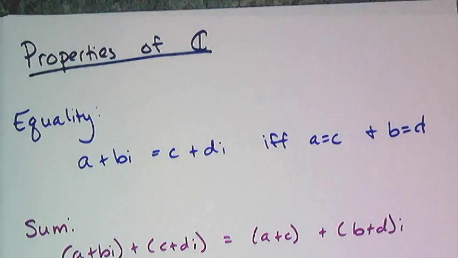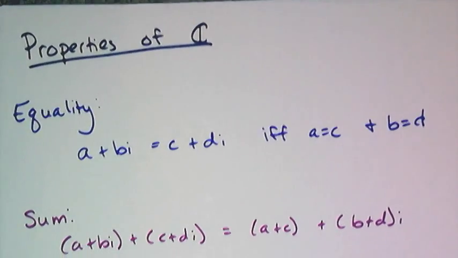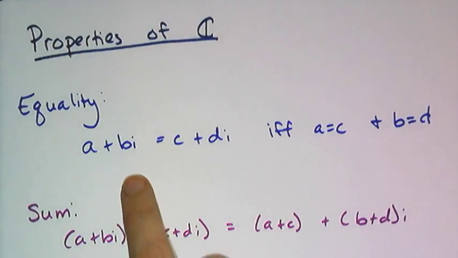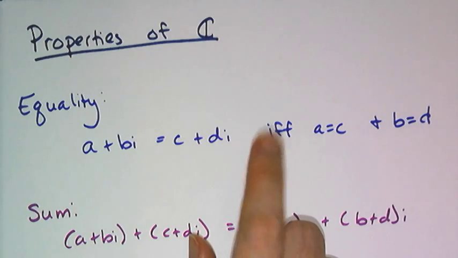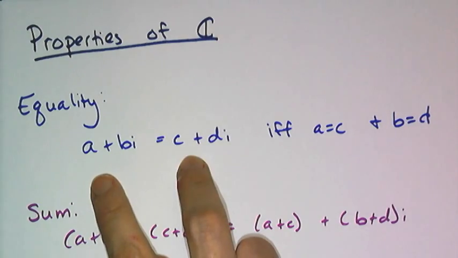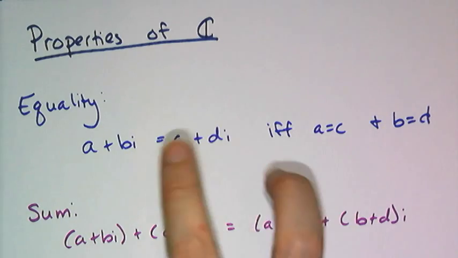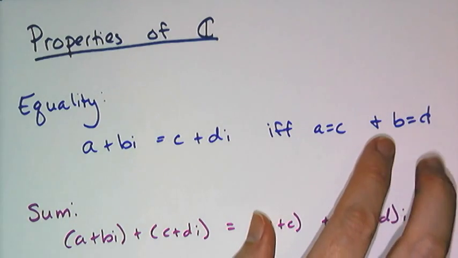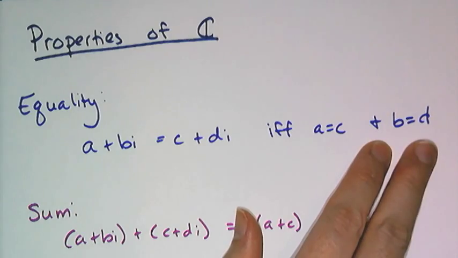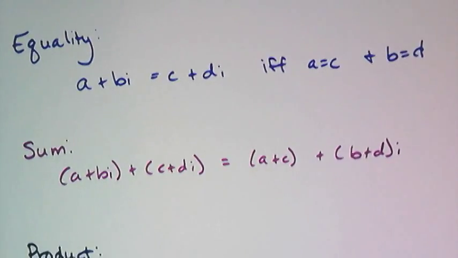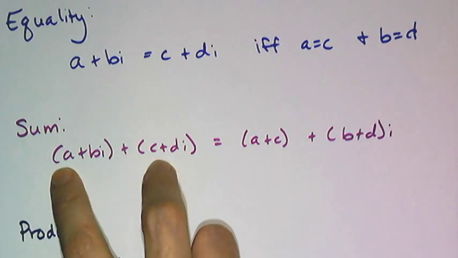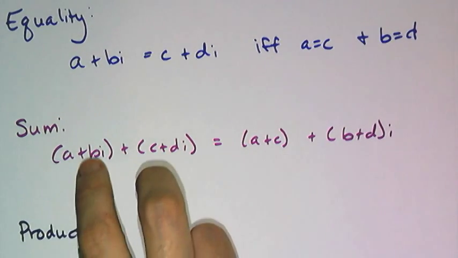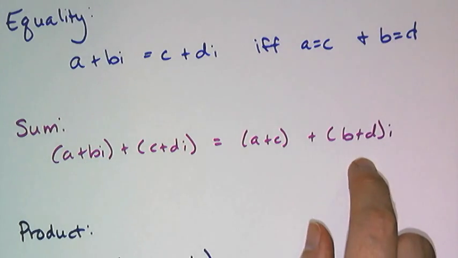Now, there are some basic properties of the complex number system. First, in order for complex numbers to be equal, if I have a situation where a plus bi equals c plus di, that's true if and only if a equals c, meaning real part equals real part, and b equals d, meaning imaginary part equals imaginary part. And the sum's quite simple. It's like combining like terms, right? You add the real parts, a and c, and then you add the imaginary parts, b and d, and you put the i on there.